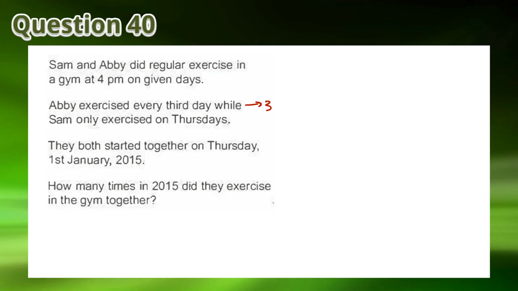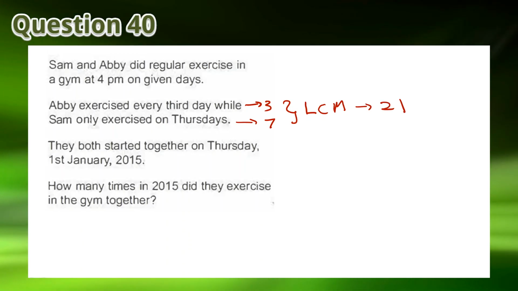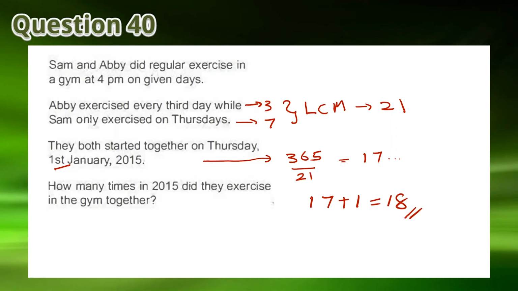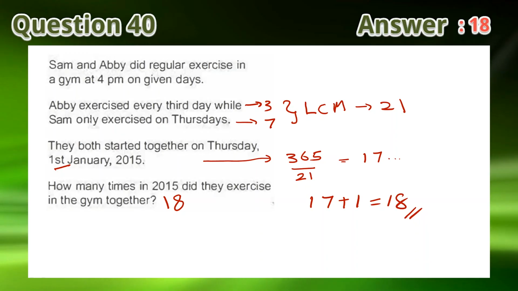Since Abby exercises every 3 days and Sam exercises every 7 days starting on Thursday, the lowest common multiple will be 21. Since they both started together on Thursday, the 1st of January, and there are 365 days in a year, we must divide 365 by 21. We get 17 and a remainder. However, this is not all, since we have to count the first day that they exercised together. We must add 1 to 17, and we get 18 days in which they exercised in the gym together.